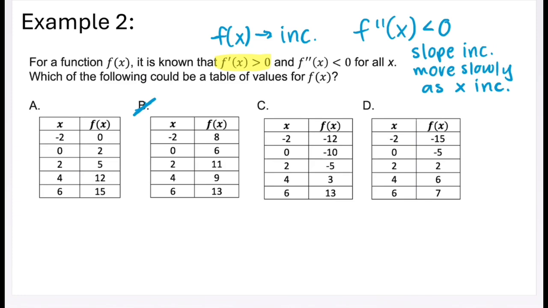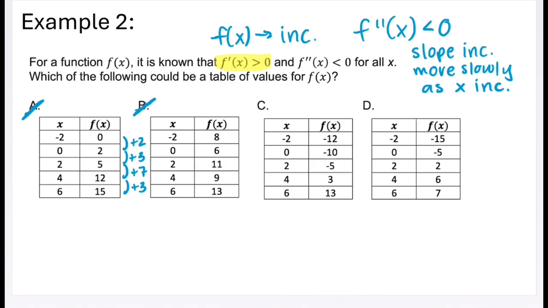So here we have a change of 2. Here we have a change of 3. Here we have a change of 7. And here we have a change of 3. So it is not increasing more slowly. It's actually increasing faster, but then it does slow down. So it's not going to be A.